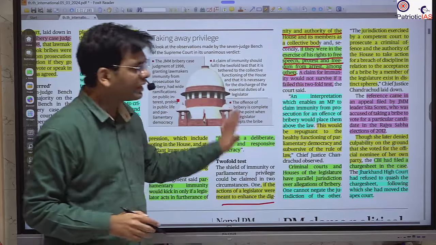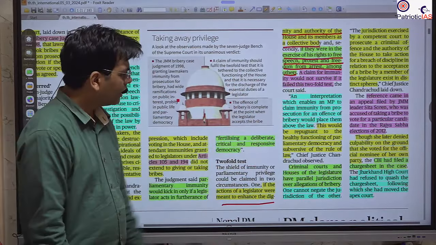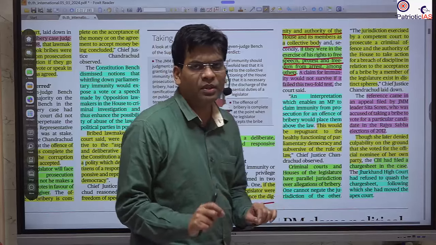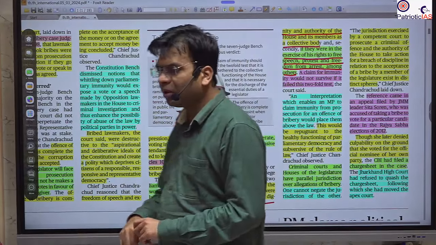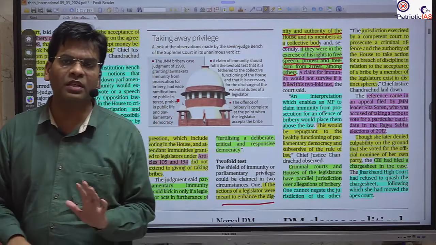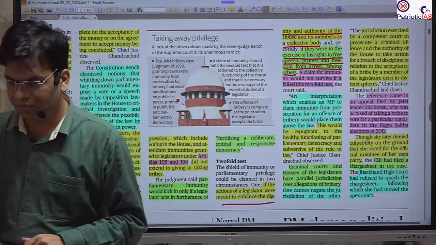So this is the case. Whenever these conditions apply, only then will the immunity extend to these legislators. So please remember all these things. This is very important for the prelims as well as for the mains.